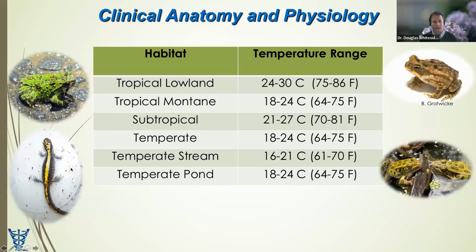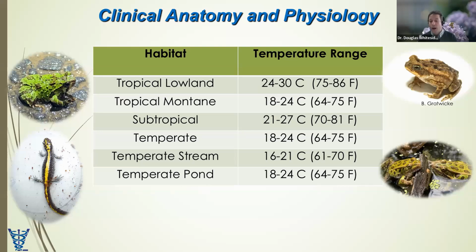Our temperate stream species, such as a long-toed salamander, will sit in that kind of 16 to 21 degrees Celsius. So in most cases, we're going to be doing most of these procedures or keeping most of these amphibians around room temperature, so around 19 to 20 degrees Celsius. Depending on where your clinic is located, we may actually have to make some adjustments to the temperatures within the room to help keep these animals within their preferred optimal temperature zone.